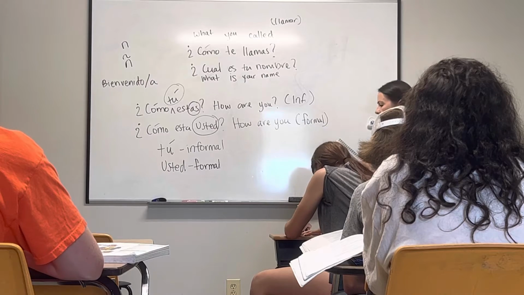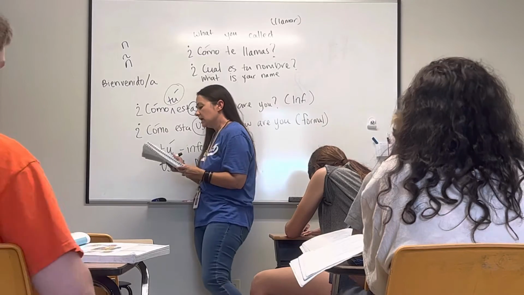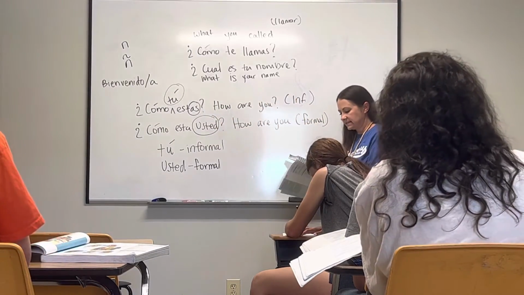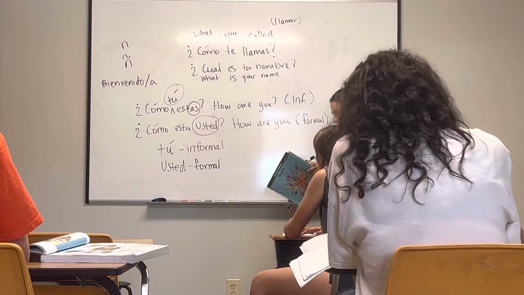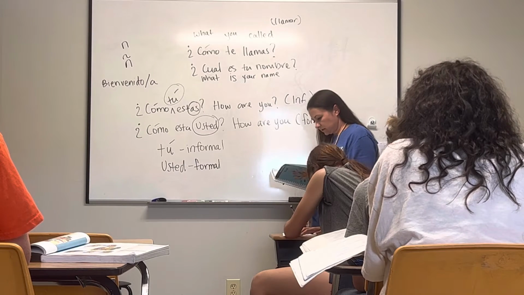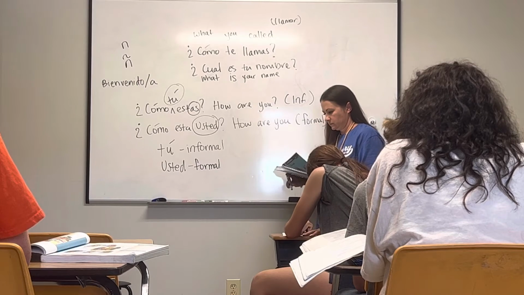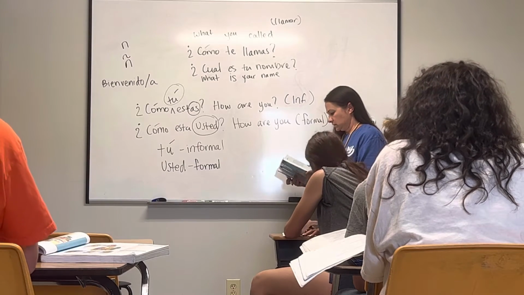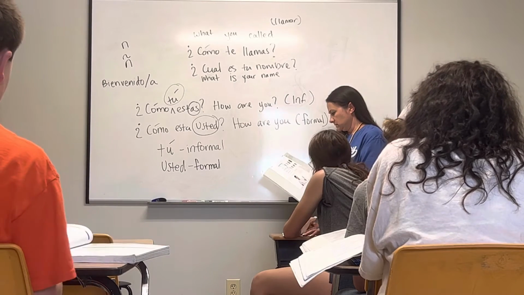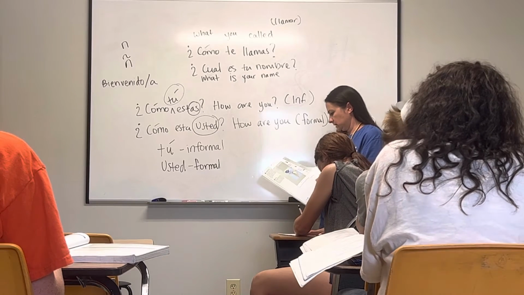All right, so let's see. One of the activities you're gonna do in your book is just to identify formal and informal. Those are listening activities. You're obviously not doing those. I'm trying to find the one that you're gonna do. So let's just see if we can do one together.